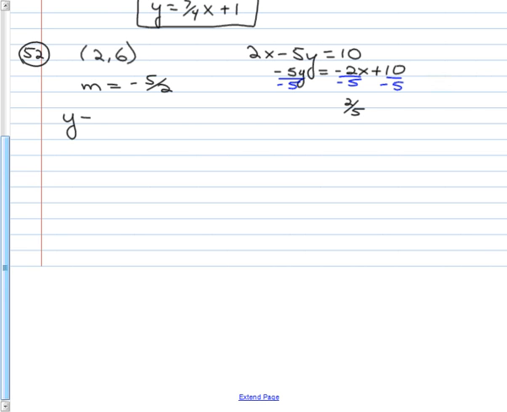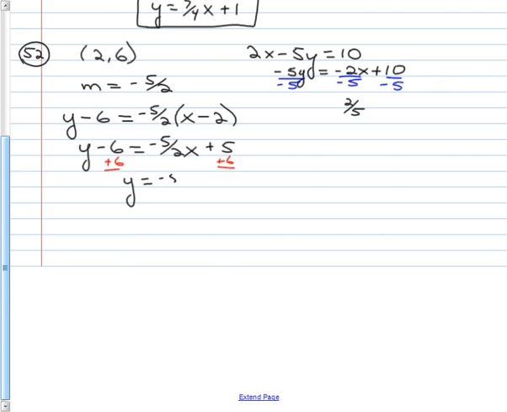y minus our y value, 6, equals our slope, negative 5 over 2, times x minus our x value of 2. We're going to distribute. How nice they were on these. They don't even leave fractions when we're done. y minus 6 equals negative 5 over 2 x. Negative 5 over 2 times negative 2 is just a positive 5. The 2's cancel. Add 6. y equals negative 5 over 2 x plus 11.